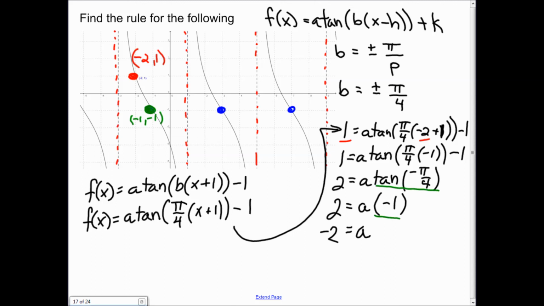And now we have everything that we need to find the function rule for our tan function that we have here on the board. So we'll just rewrite our function as f of x is equal to -2 tan of pi over 4 times (x plus 1) minus 1. And that's how you find the rule of a tangential function.